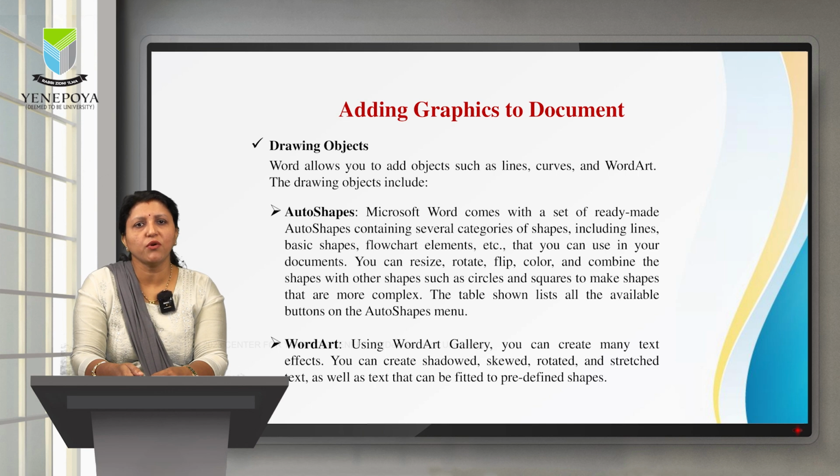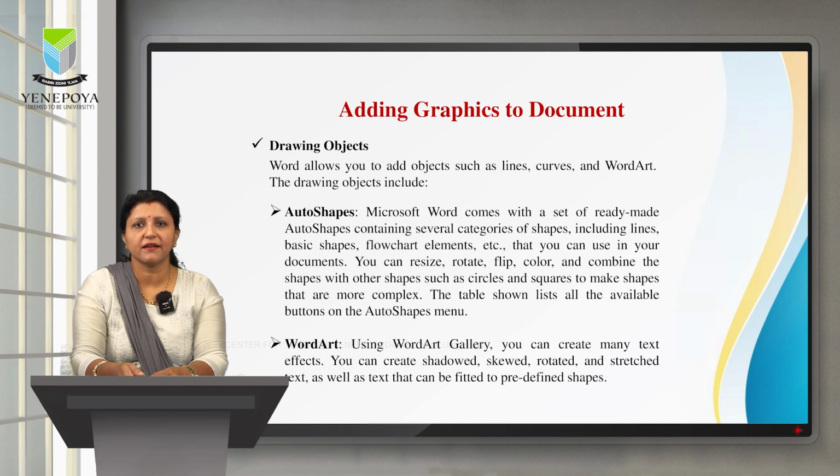We will look into how to add graphics to our document. Drawing objects. We have different objects such as lines, curves, word art. The drawing objects include auto shapes. Auto shapes have different shapes like lines, basic shapes, flowchart elements, etc. that we can use in our document. Once we include the auto shapes, we are able to resize, rotate, flip, color and combine the shapes with other shapes such as circles and squares to make shapes that are more complex.